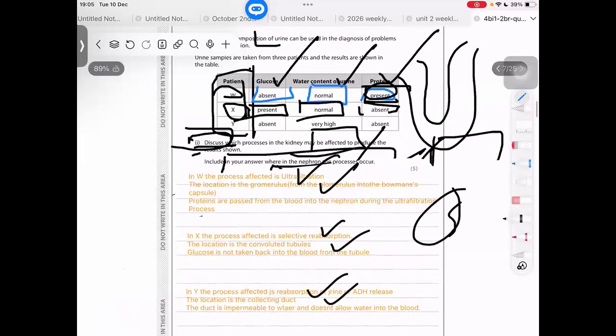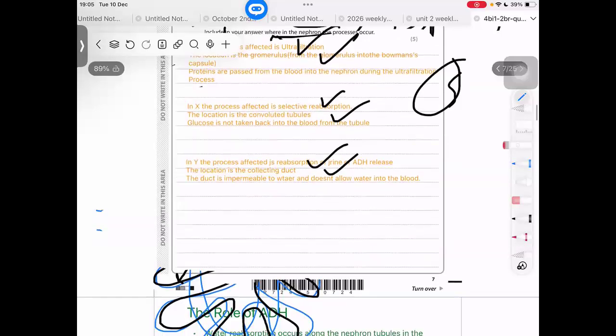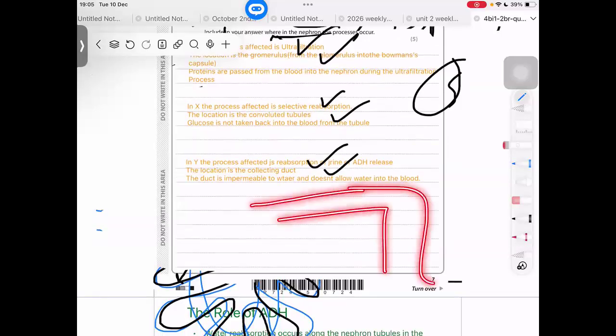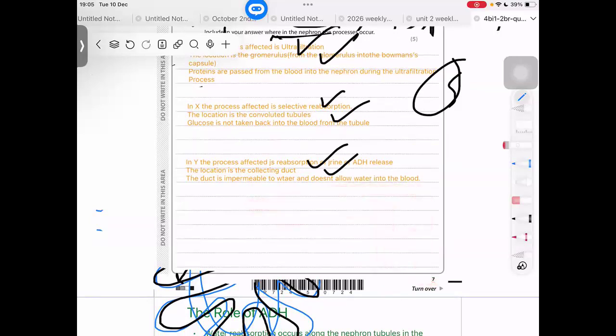You can see in patient Y, the glucose level is absent, which means it's healthy. Proteins are also absent, which means it's healthy, but the water content is very high. The reason why the water content in the urine is high is because water reabsorption has not taken place. Water is not reabsorbed back into our blood capillaries. What is the reason behind this?